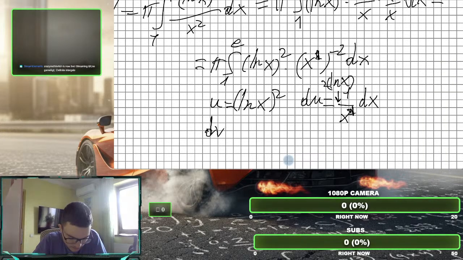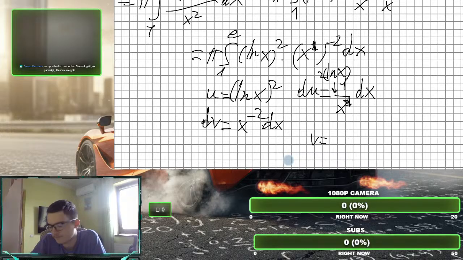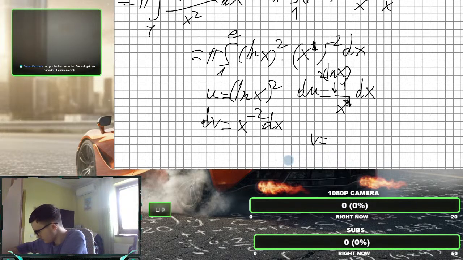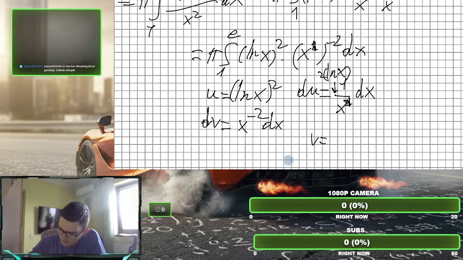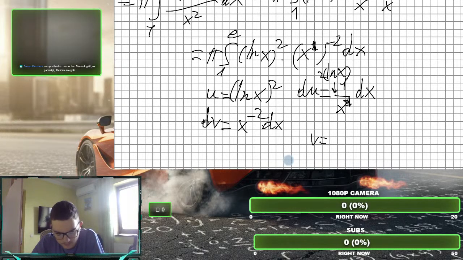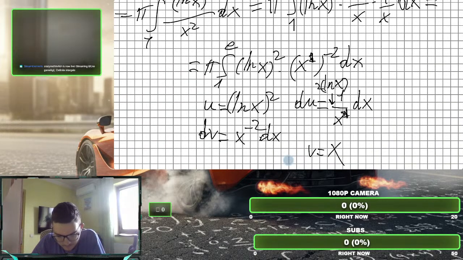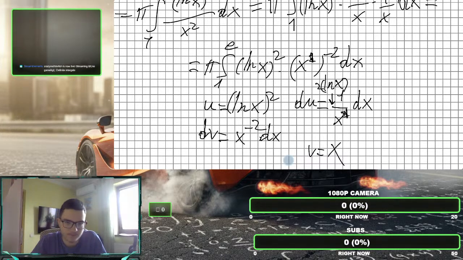So I'll have dv equal with x at the power of minus 2 dx, and I'll have that v equal with this integrator will be with my formulas. Essentially it will be x at the first power divided by 1, which is just x, and I have this. Now we're back to that formula of integration.